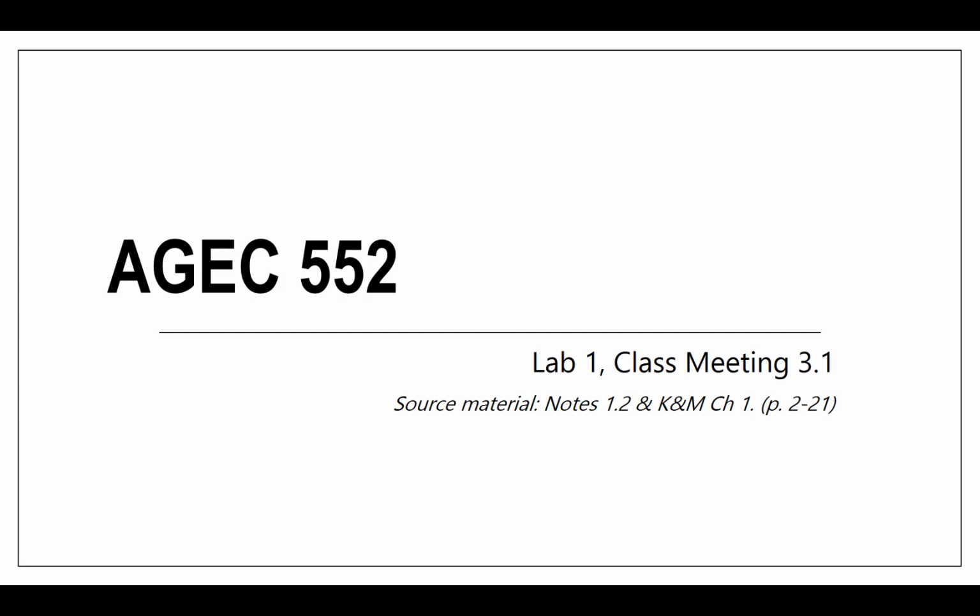Okay, this is Ag Econ 552. This is our first lab session. Just to make clear, this covers some material that's found in the document that we have been using as a reading or sort of a guide. It's called Notes 1.2, or I think the heading says Instructor Notes. And this is also in Kaiser and Messer Chapter 1.